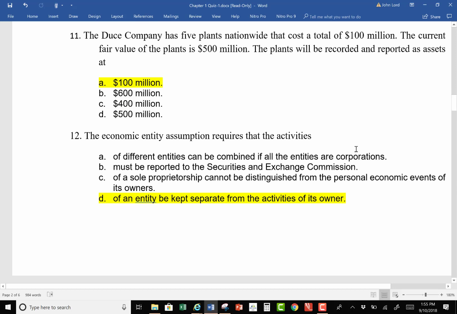Economic entity assumption requires that the activities of the entity be kept separate from the activities of the owners, right? The personal activities of the owners.